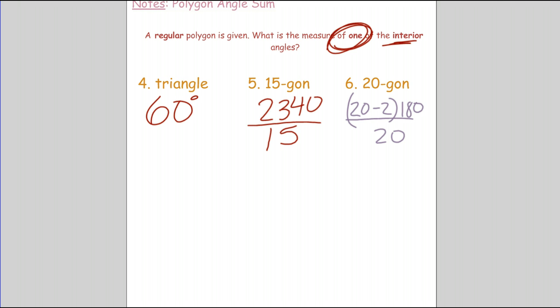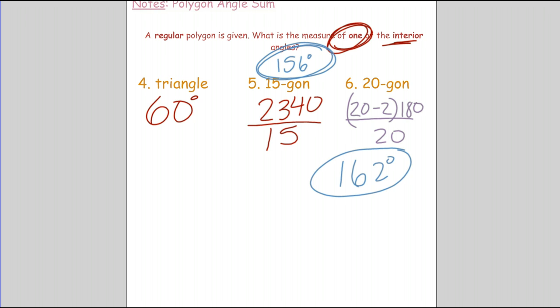So Ashley, what's number 5? How many degrees is each angle in a 15gon? Very good. Each angle in a 15gon is 156 degrees. Kenneth, number 6. Do you need help? No, I got it. I'm clearing my calculator. Yes, please do that. 18 times 180 divided by 20. What is it? 162 degrees per angle. So that's how you find one angle of a polygon.